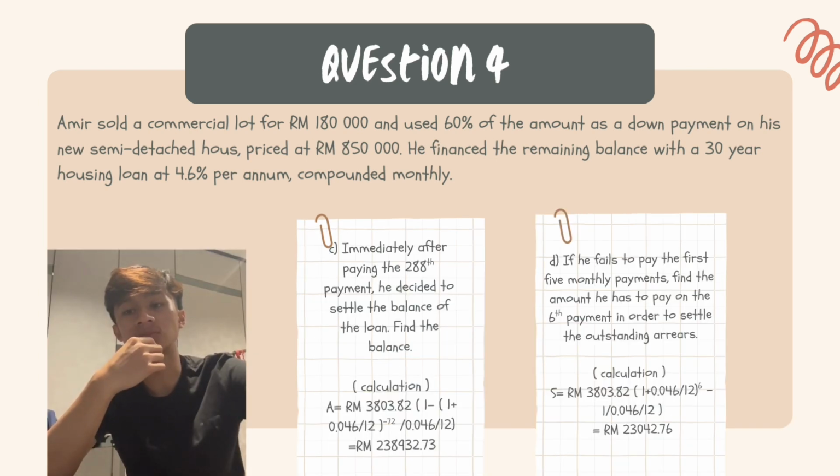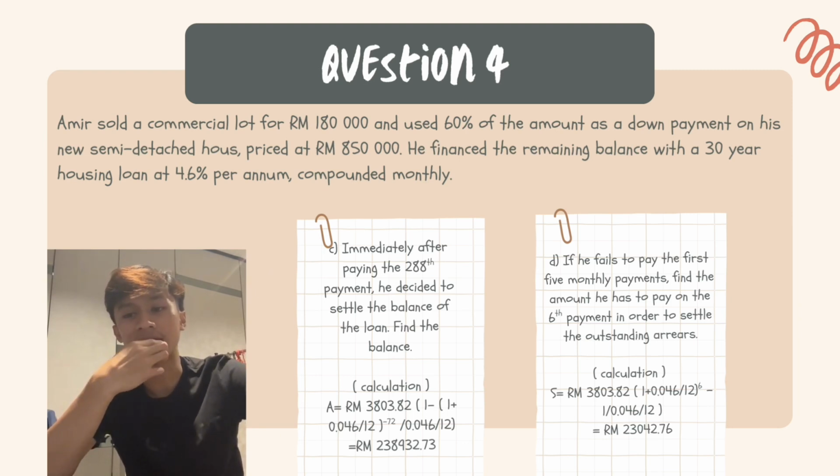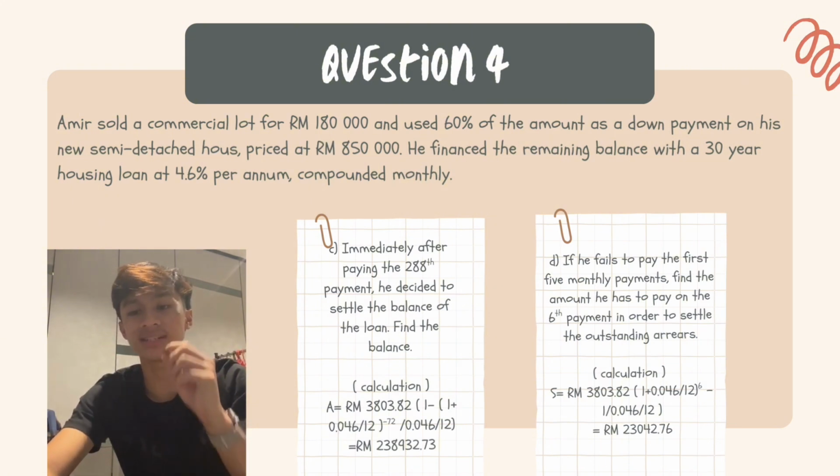Amir buys a house for 850,000 ringgit. He used 60% of the 108,000 he got from selling his commercial lot as the down payment, which is 108,000 ringgit. So the amount he needs to borrow is 742,000 ringgit. The loan lasts for 30 years with monthly payments, which means there are 360 installments with an interest rate of 4.6% compounded monthly. The monthly installment works out to about 3,828 ringgit. That is the answer for part A.